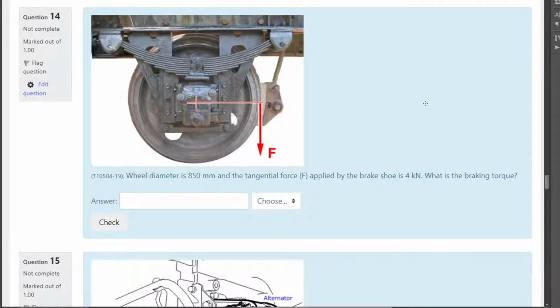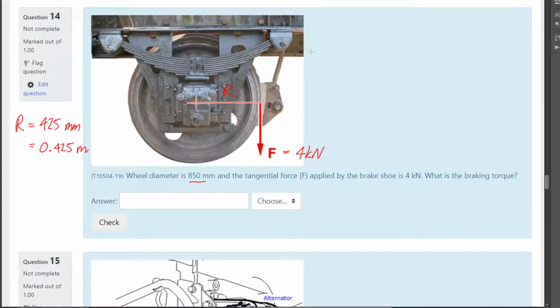Wheel diameter, 850, and so on. So we're going to work out this radius here, which will be, of course, half of 850. So radius will be 425 millimeters. Be careful, though, because we have to do it in meters, so it'll be 0.425 meters. Make sure you're using the right units here. You can't use millimeters in the middle of an equation because everything works in meters. And the force here is 4 kilonewtons.